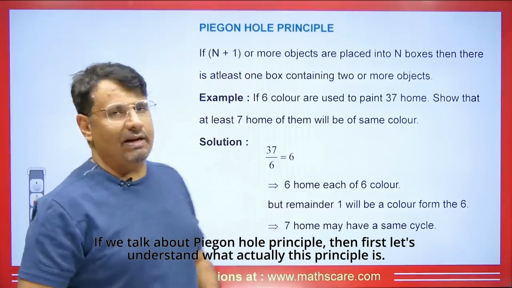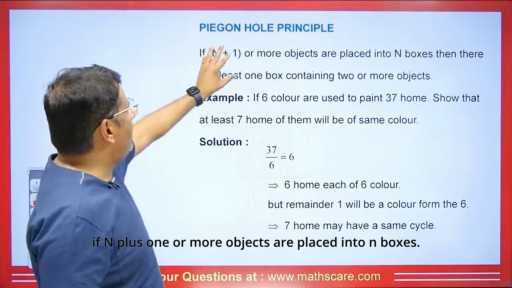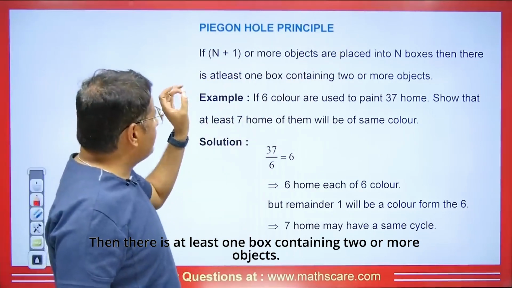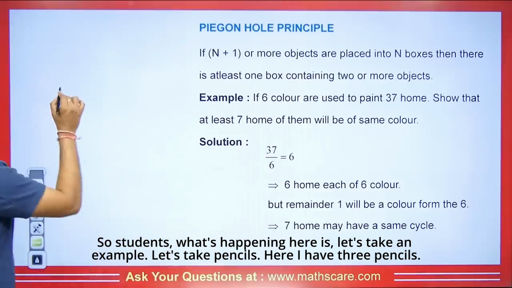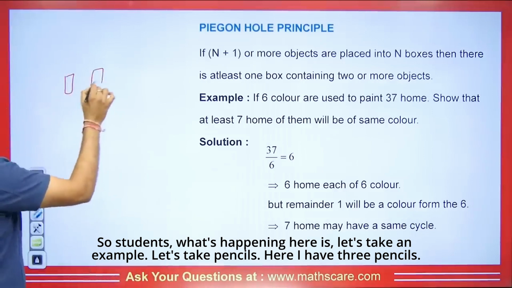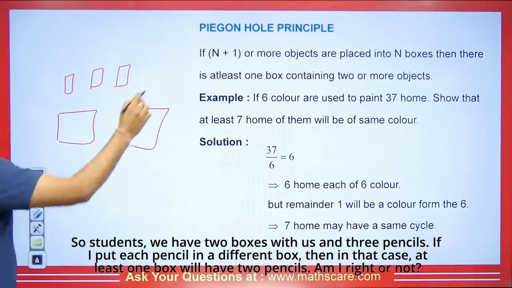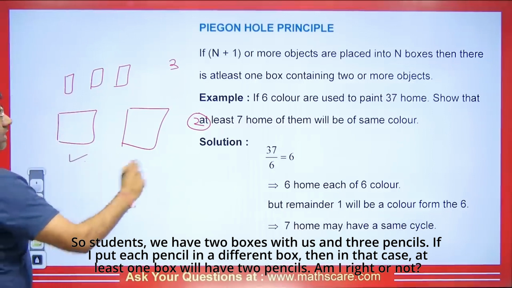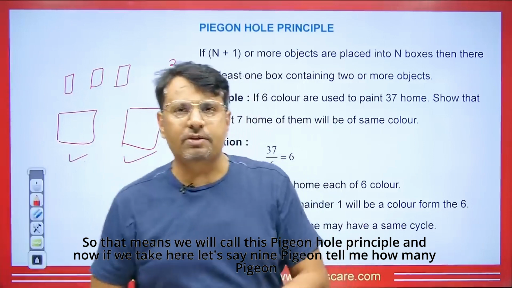If we talk about the Pigeonhole Principle, then first let's understand what actually this principle is. If n plus 1 or more objects are placed into n boxes, then there is at least one box containing 2 or more objects. Let's take an example with pencils. Here I have 3 pencils and 2 boxes. If I put each pencil in a different box, then at least one box will have 2 pencils. Am I right or not? So we will call this the Pigeonhole Principle.